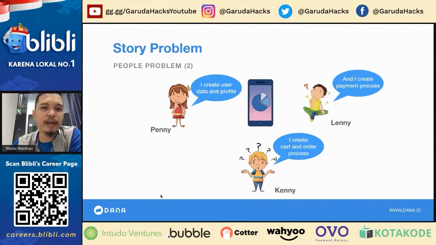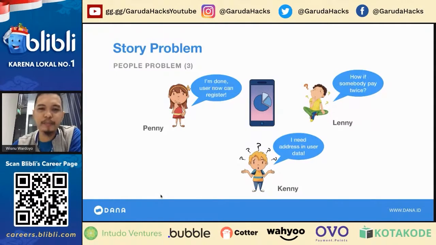So they decide to discuss. Penny says, I will create the user data and profile, while Kenny, I create the cart and order process, and Lenny can create the payment process. So the three of them decide to split the job and create their own tasks. Okay, so two weeks later, here they are.